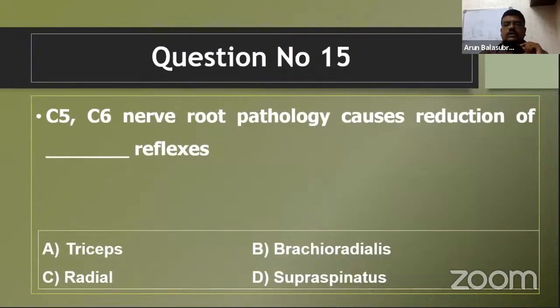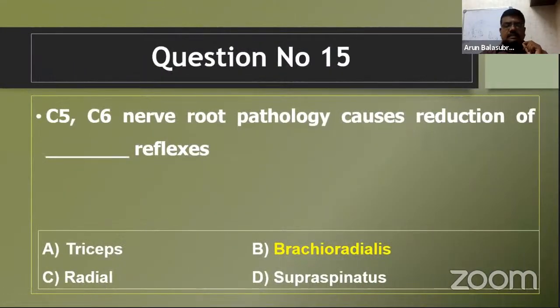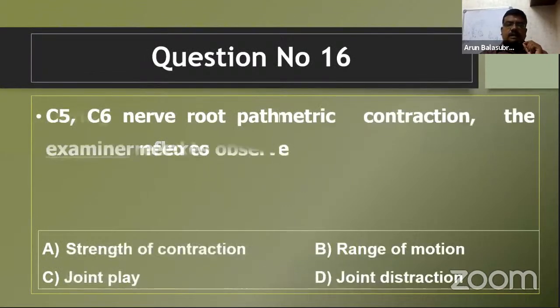Okay, we will move on to question number 15. Please bear with me, we'll have another 10 questions. C5, C6 nerve root pathology causes reduction of which reflexes: triceps reflex, brachioradialis, radial reflex, or supraspinatus? Which reflex is affected in C5, C6? C5, C6 is always the biceps or brachioradialis, and brachioradialis is the correct answer. It's not the triceps jerk, radial jerk, or supraspinatus jerk.